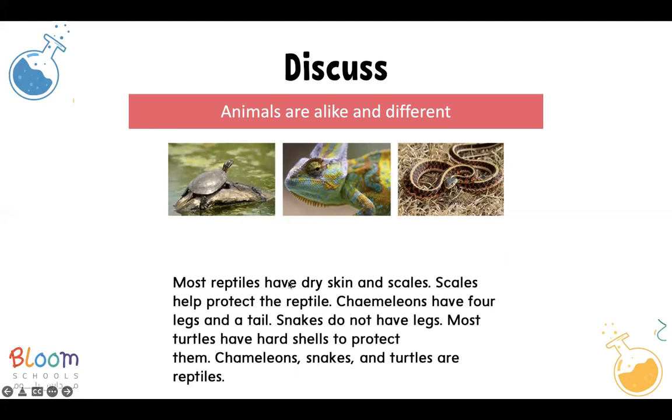Reptiles. Most reptiles have dry skin and scales. These are the scales. Scales help protect the reptiles. Chameleons have 4 legs and a tail. These are the chameleons. They have 4 legs and a long tail. Snakes do not have legs, so they crawl on their bellies. Most turtles have a hard shell to protect them. So chameleons, snakes, and turtles are all reptiles, even though they're different, but they're also alike.